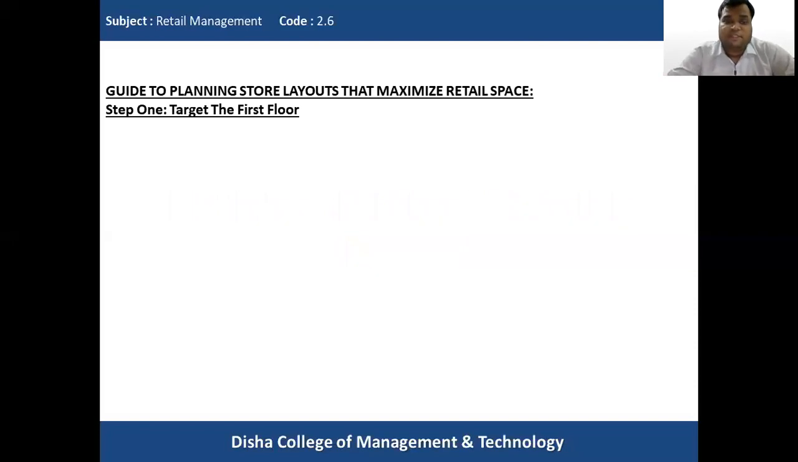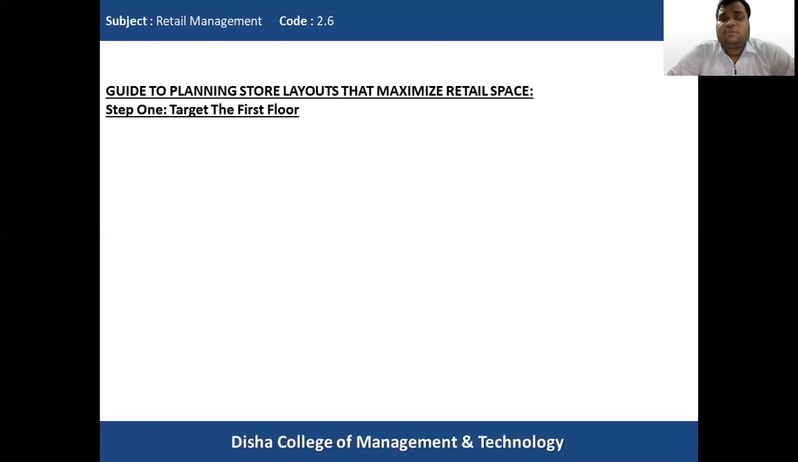The first thing, step one, is to target the first floor. It is very important that every retailer should target the first floor. The first floor is the place where the customer enters the market, and this is the place where the retailer should be able to attract the customers and get maximum benefit from this first floor.